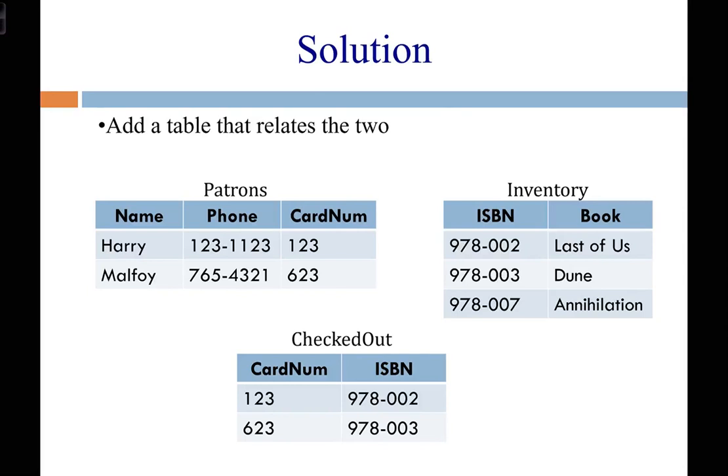So these 2 pieces of information have to be carefully picked. There's one identifier for each. And now I essentially have a way of indirectly saying, all right, here's a person. I can take their card number, go over here, which gives me an ISBN, which says this person has checked out that book.